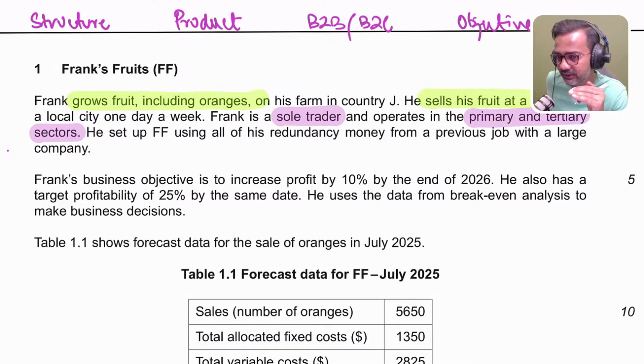So he grows his own fruit. Obviously, fruits don't need any manufacturing. They are great as they are. And when he picks them, he goes straight to the market and sells them from there. He set up FF using all of his redundancy money from a previous job with a large company. So, a large company, he had a job, some experience, some know-how of what the world is like. He was asked to leave. Obviously, that's what redundancy is. So he used up all of his redundancy money, which means that there is no loan that he's taken.